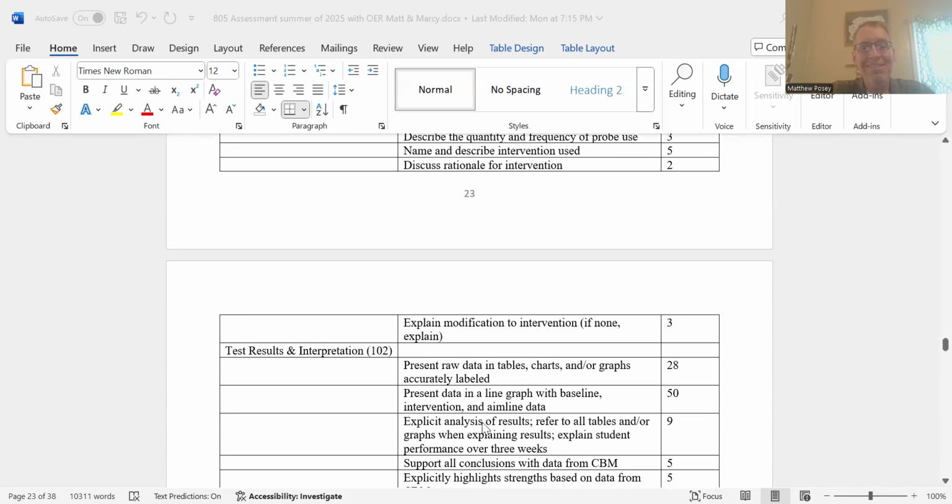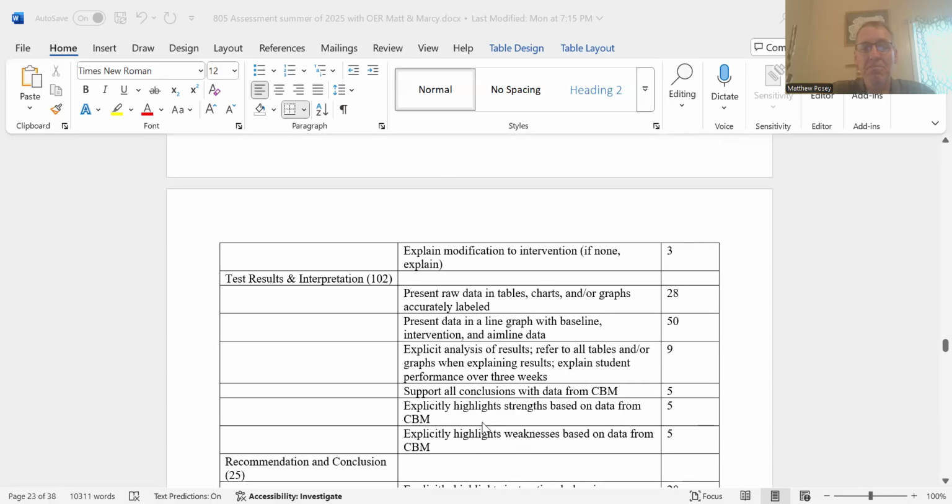The next section is test results and interpretation. That is the same as what we've done in our first two reports. You're presenting your raw data in tables, charts, and graphs. Remember, in this section, we are adding a new line graph to display our data points, and we're going to identify what we consider to be our baseline.